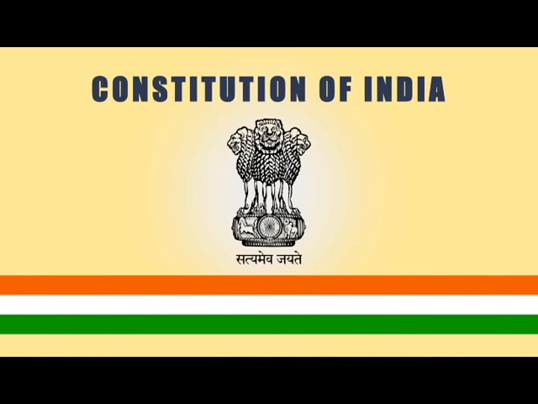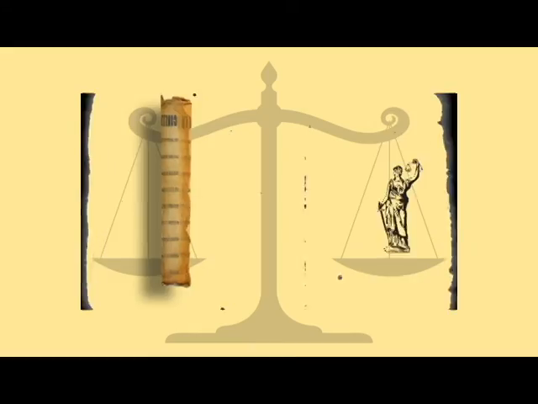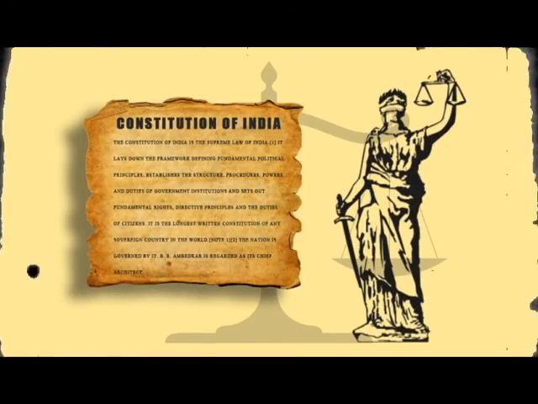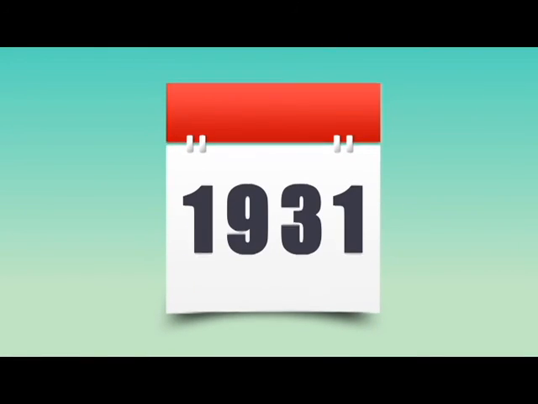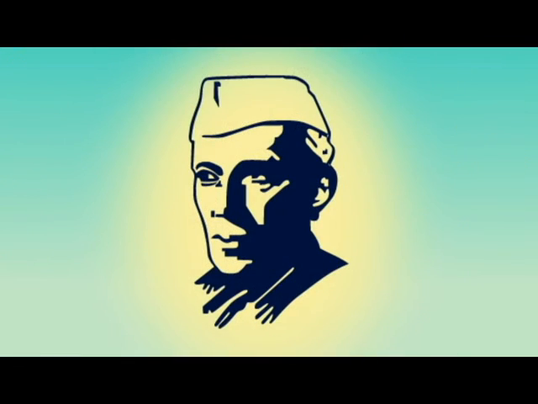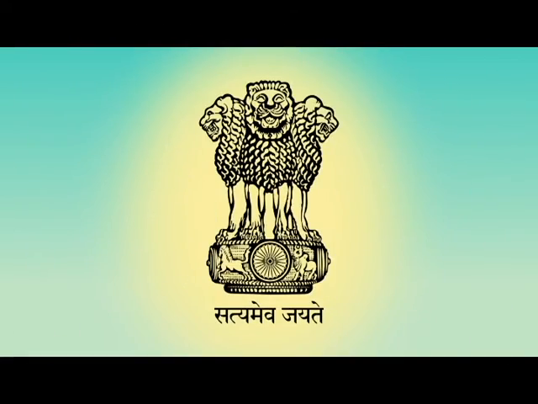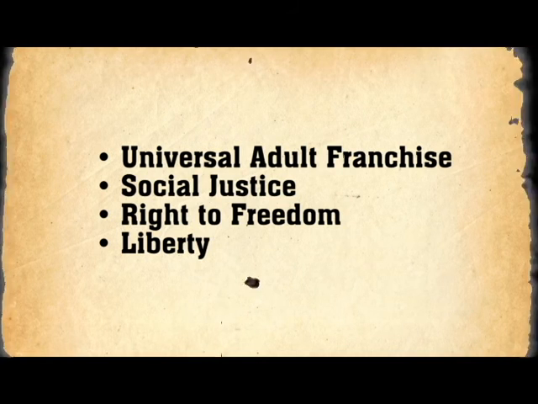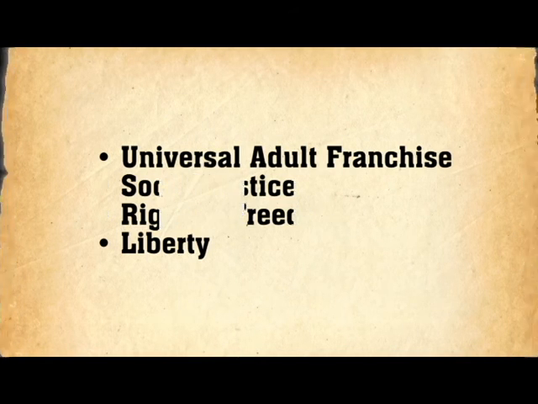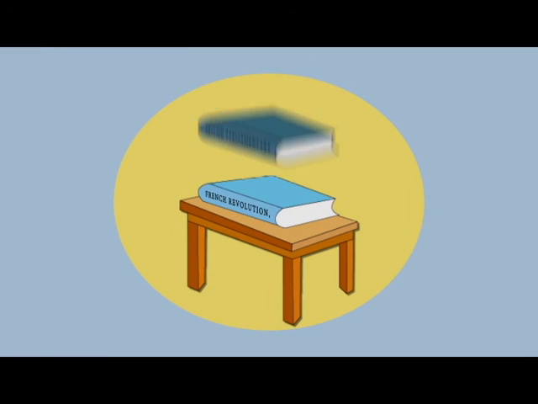Making of the Indian Constitution. The process began during the national struggle for freedom. The first draft was made in 1928 and then again in 1931. Motilal Nehru and 8 leaders demanded the following in the draft: universal adult franchise, social justice, right to freedom, and liberty. Participation in provincial legislature helped Indians in framing their constitution.